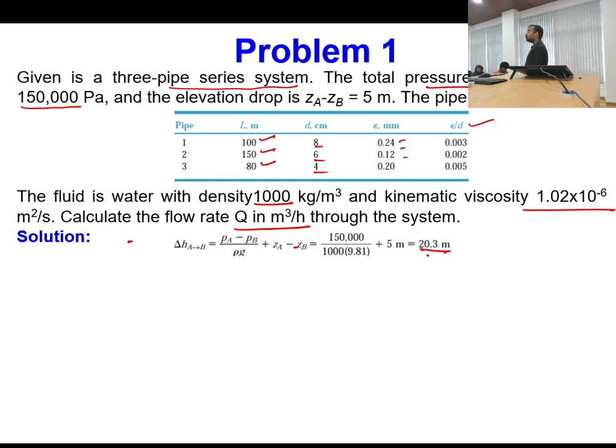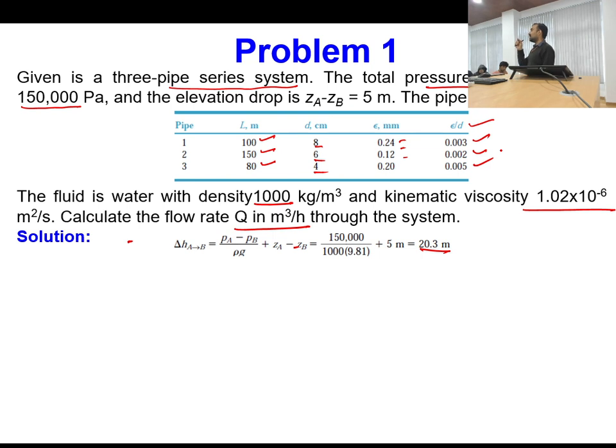Once I have calculated this head loss, what do I need to do next? What is the next step? You don't know the velocities, you don't know the friction factor, but you know the roughness, so we have to go for some iterative procedure.